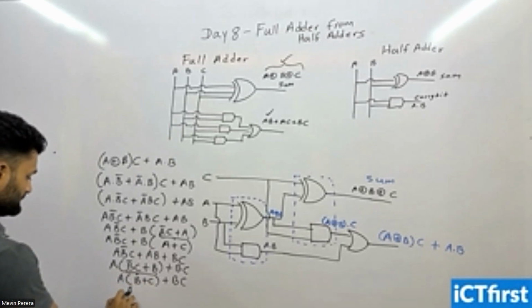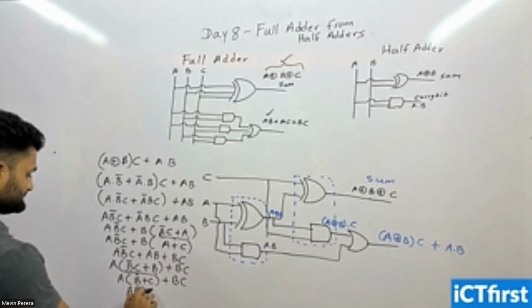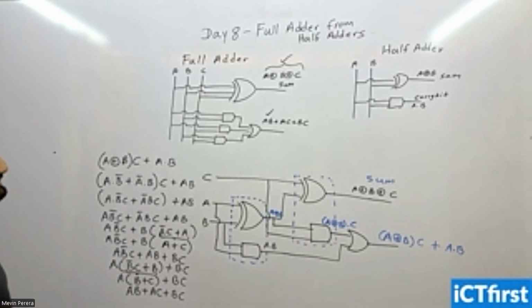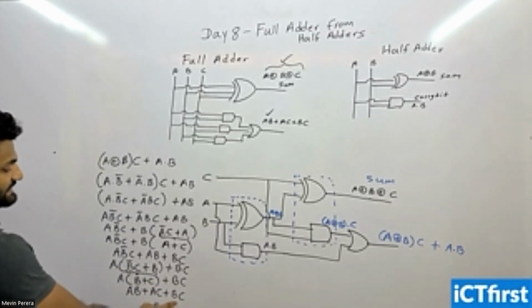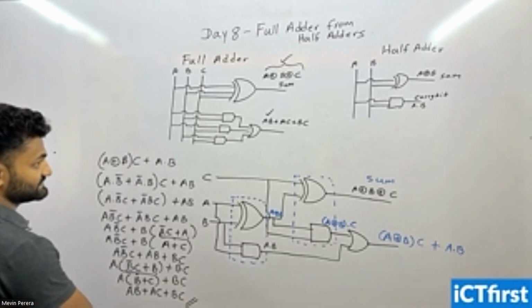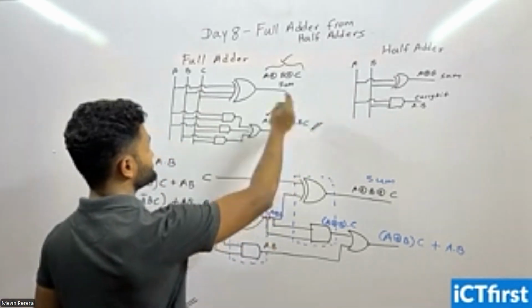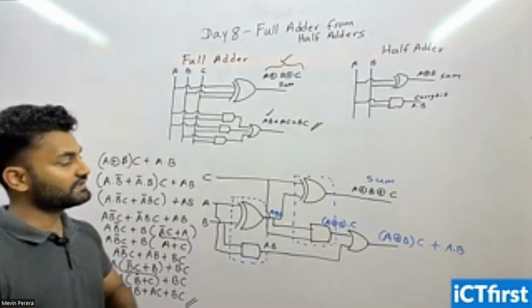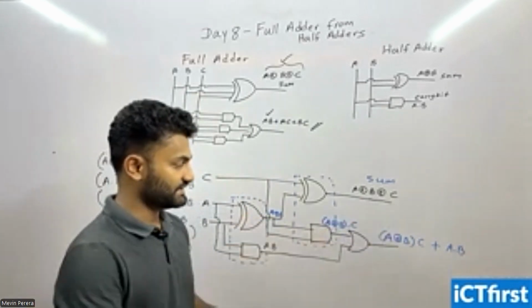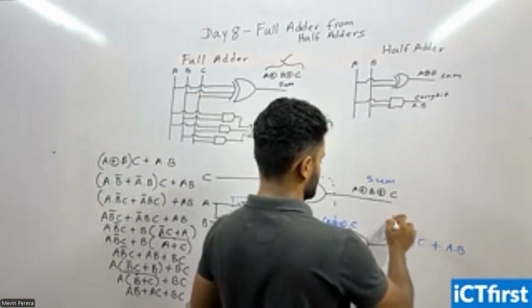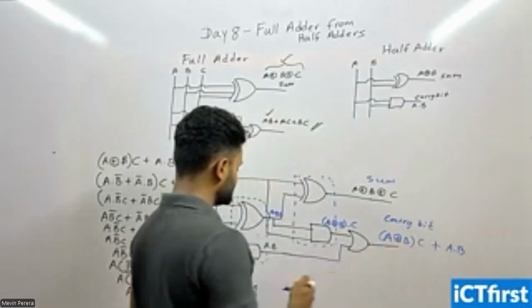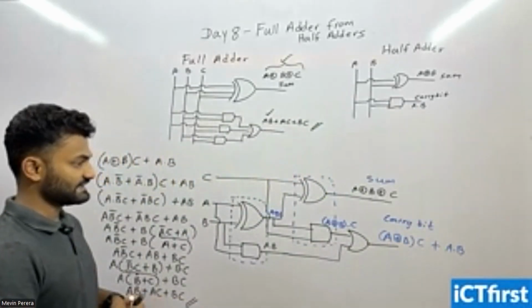Now, AB plus AC plus BC, right? We got the same exact answer which is coming to this particular full adder, right? So even though we got the carry bit in this way, so this is the carry bit. So even though we got it like that, we can simplify it and get the same answer.